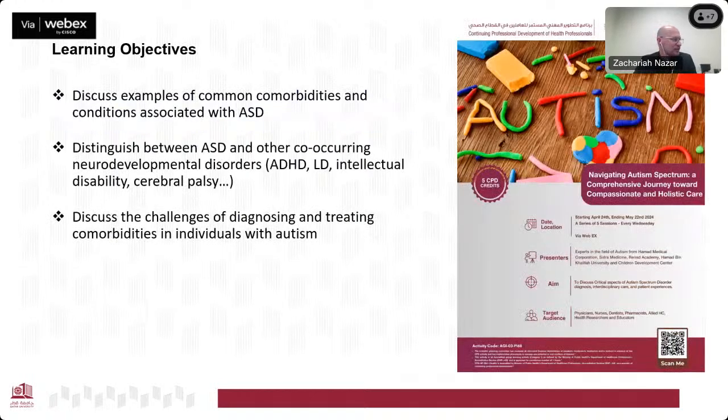And the learning outcomes for today's webinar: we want to discuss examples of common comorbidities and conditions associated with autism spectrum disorder, distinguish between ASD and other co-occurring neurodevelopmental disorders, and discuss the challenges of diagnosing and treating comorbidities in individuals with autism.